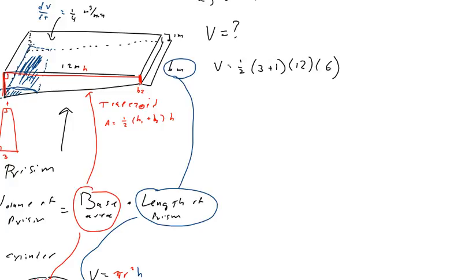Okay? So this is going to be, let's see, 3 plus 1 is 4, half of 4 is 2, 2 times 6 is 12, 12 times 12 is 144 cubic meters. That is the volume of the whole pool. Great.